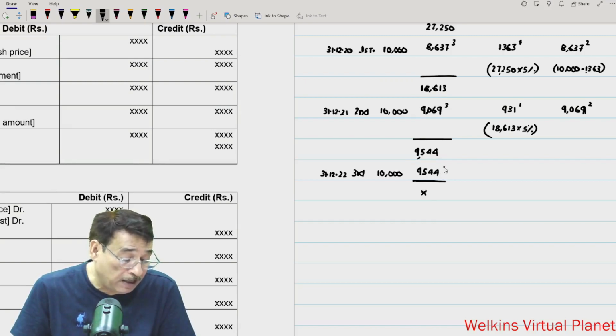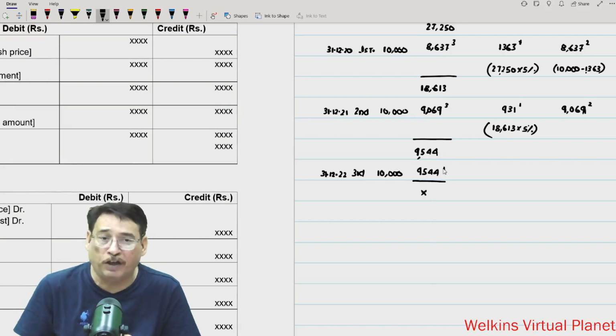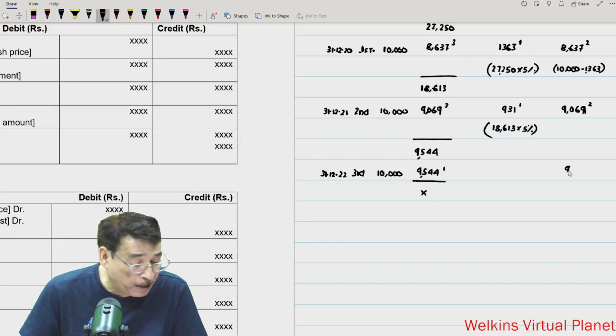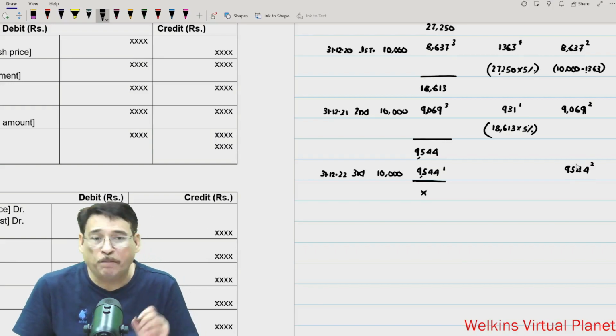That means in the final year, first of all, I will write this figure first. And we know this figure means cash price portion, 9544. Then you put it simply over here.